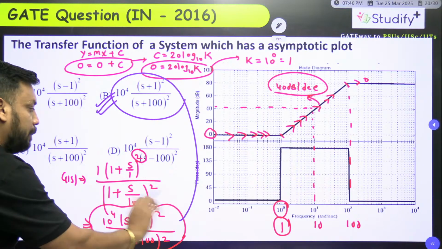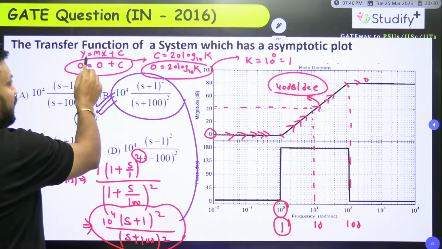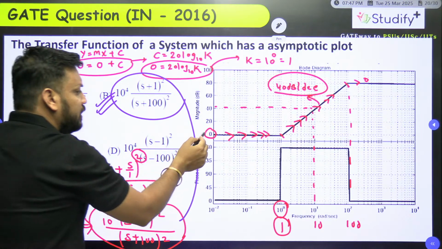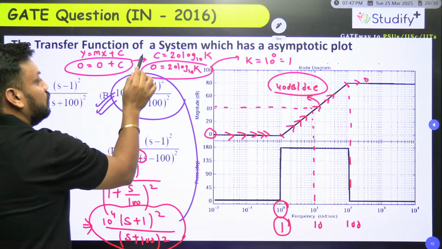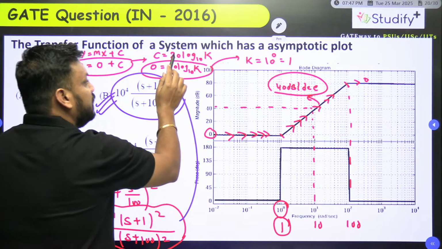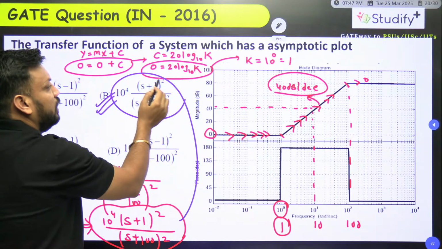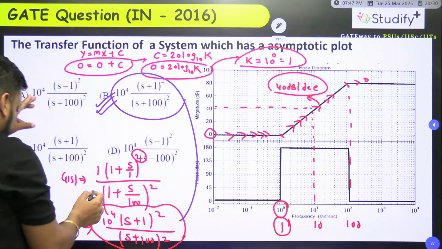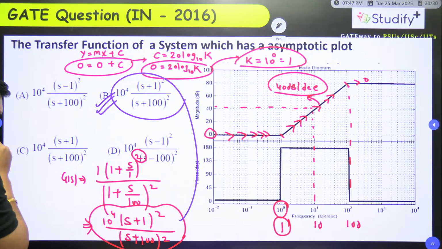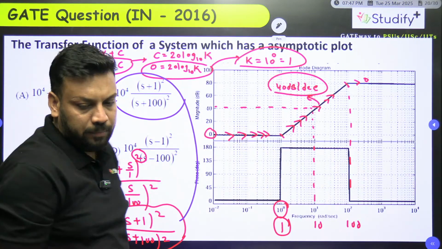So these 2 steps are over. Now I am just left with the K calculation. So what I did here, y equal to mx plus c. The initial value of y is 0. The end slope is also 0. And c equals 20 log 10 K. So if you put the value of c as 0 here, then the K value is nothing but 10 to the power 0, that is 1 only. So I just substituted the K value 1 here. And finally I took the LCM, and after LCM I got the answer option number B.